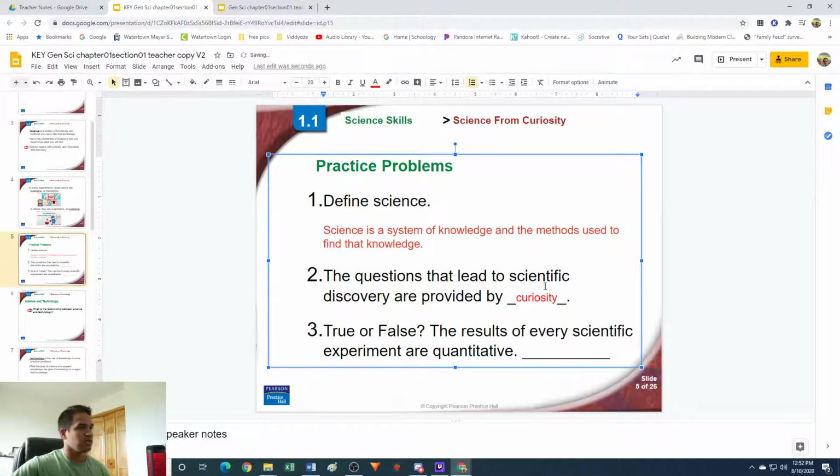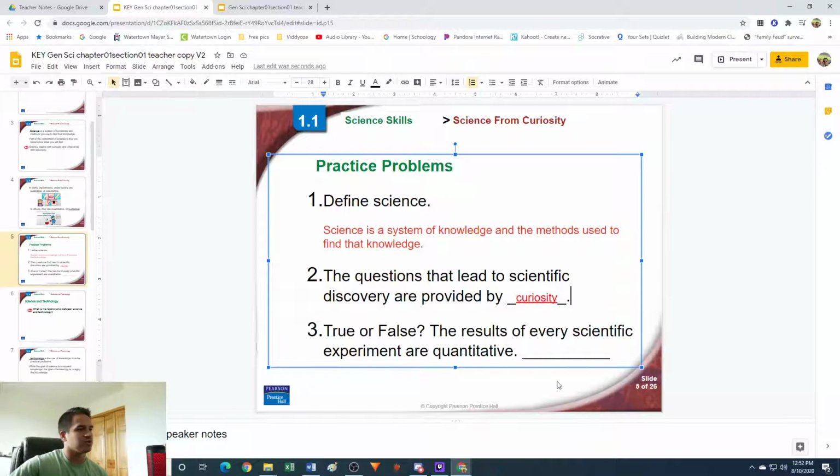Curiosity, there we go. So the questions that lead to scientific discovery are usually provided by being curious in the first place, right? So it's a lot of people that were curious about things that then led to them discovering things about the world and how it worked.